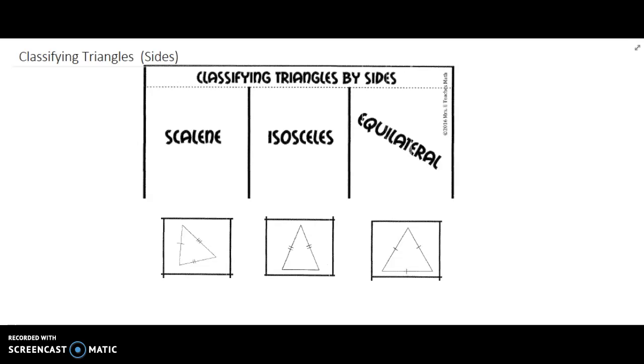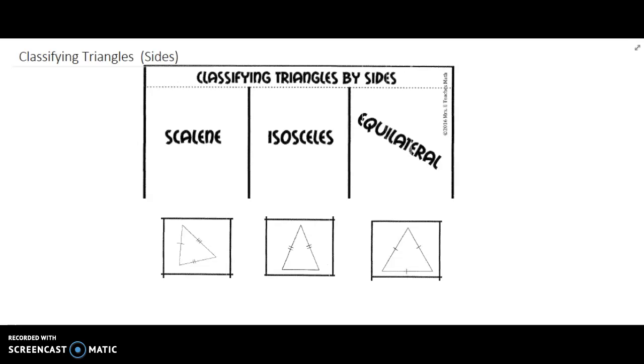All right, so our second foldable for section 5.1 is the classifying triangles foldable. And we're going to classify in two ways. We're going to classify them both by sides and by angles. Now, a lot of these you guys probably already know, but if you don't, that's fine. We'll go over them too. So we're going to look first at the classifying by its sides.